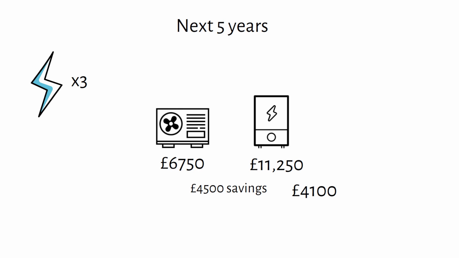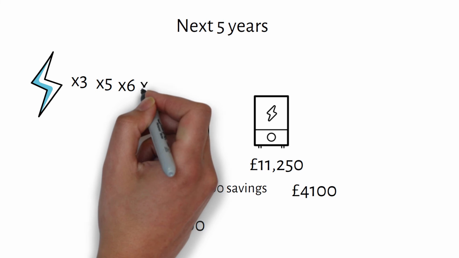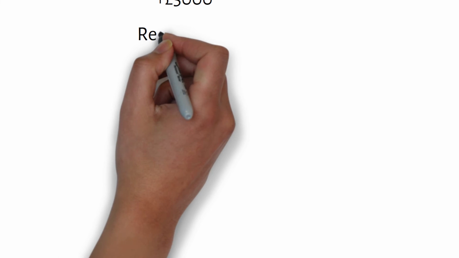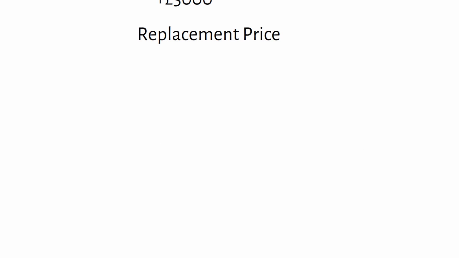saving. However, the additional maintenance costs take that figure to £4,100. Bob has paid £5,000 more to have the air source heat pump installed. To make this saving significant, electricity is going to have to triple, quadruple, times 5, times 6, times 7 to get that saving. Bob wants to look at the price of replacement.